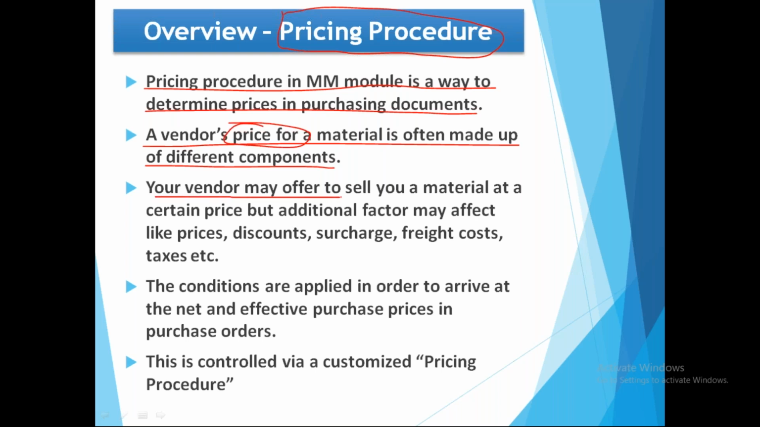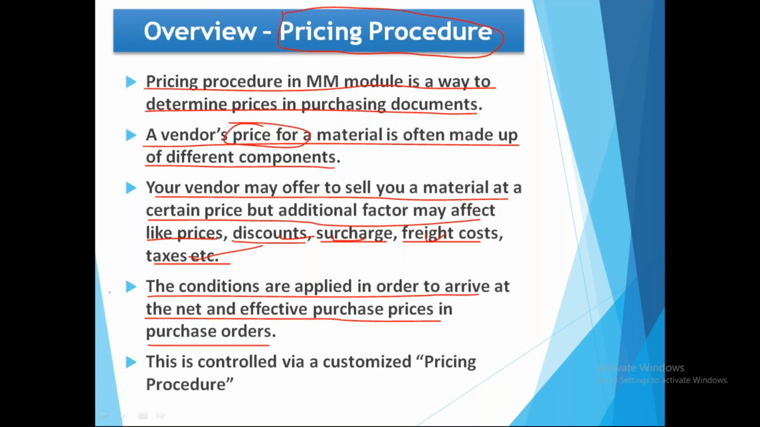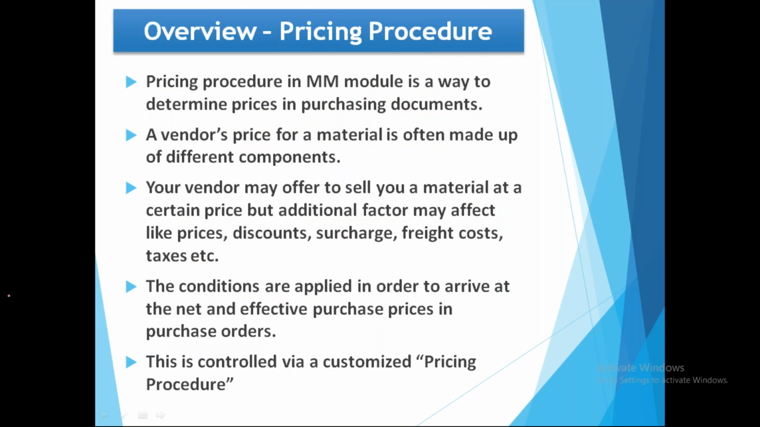Okay, your vendor may offer to sell you a material at a certain price, but additional factors may affect it, like discounts, surcharges, freight costs, taxes, etc. So these things also will affect your overall price. The conditions are applied in order to arrive at the net and effective purchase prices in the purchase order. So when you are creating the purchase order, all these will get considered by the system and it will arrive at the final net price. And this is controlled via a customized pricing procedure.